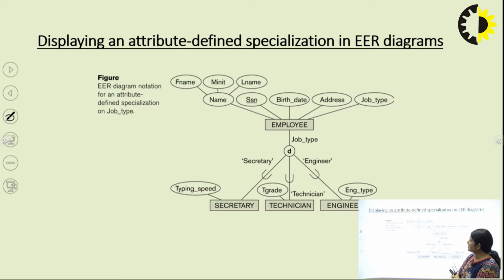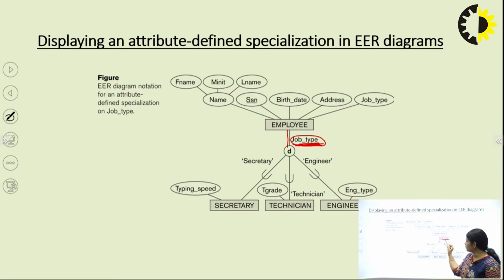So here is a display of the attribute defined specialization in the EER. If it is attribute based, we have to write the common attribute along this particular line. So do remember this: employee is the superclass, and secretary, technician, engineer, all these subclasses are based upon an attribute, that is job type. So the same attribute needs to be written over this line. Labeling is to be done here.